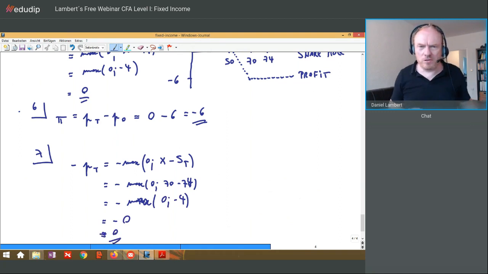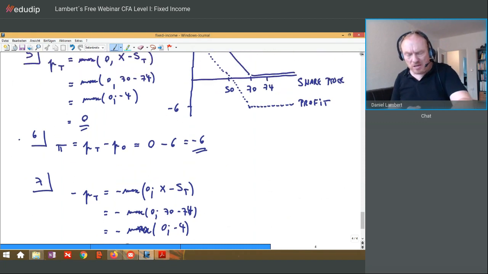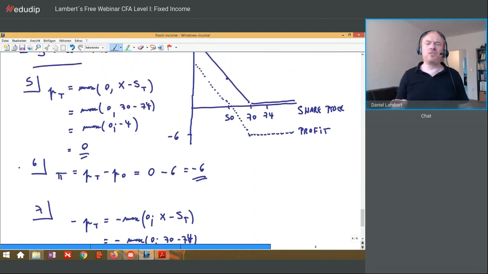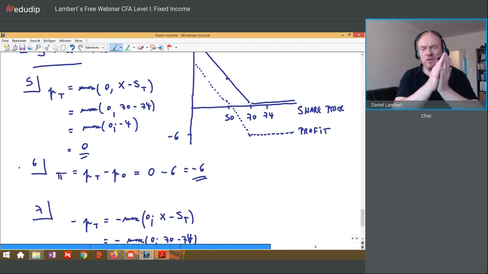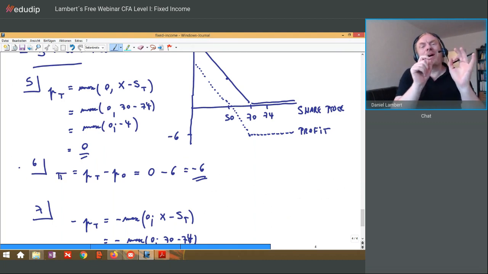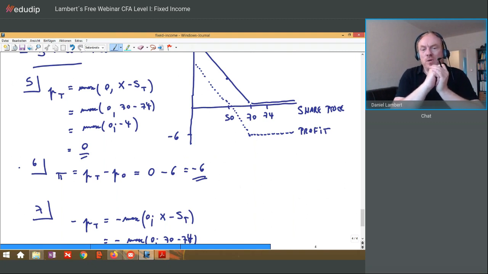To cut a long story short, if the put buyer doesn't do anything at 74, because it's no good for him, it wouldn't be any good for the put buyer to exercise his option. So he doesn't exercise his option, and the put buyer, as well as the put seller, incurs a payoff of 0.